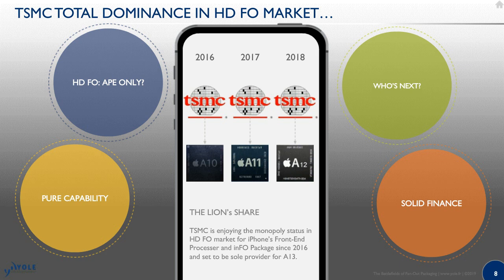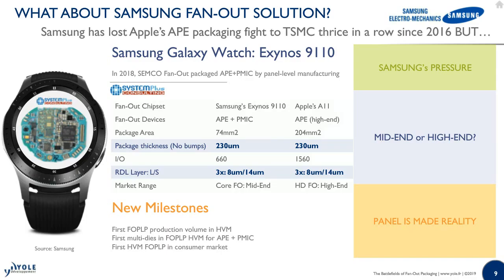And really, who's next? The next possible player to come into the same platform as TSMC on high-density fan-out is, on this next slide, Semco Samsung. As you know, Semco has successfully commenced fan-out PLP production and supplies the multi-die AP plus PMIC fan-out solution for the Samsung Galaxy Watch. So they are the only candidate who is resourceful enough to contend against TSMC in high-density fan-out. And they are not hiding their desire, as you can see from the list.